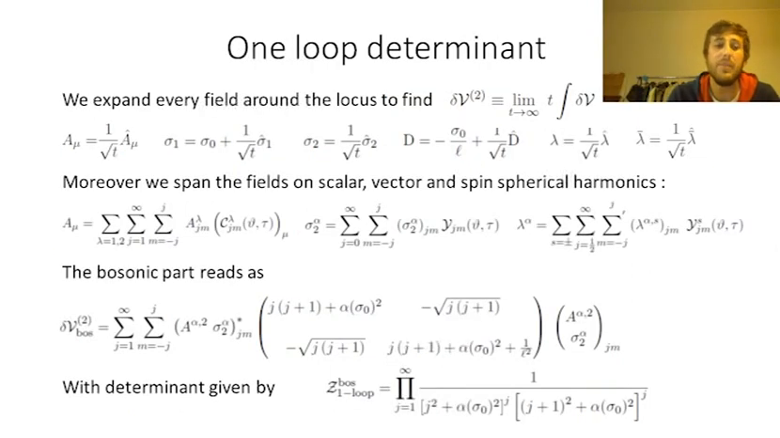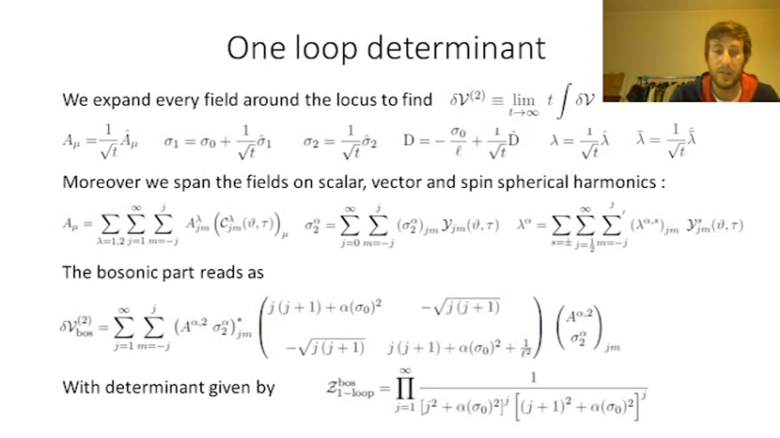The one-loop determinant can be found by expanding every field around the locus to find the quadratic fluctuations of the exact term. Moreover, we can expand the gauge field on vector spherical harmonics, the scalar field sigma 2 on the standard spherical harmonics, and the gauginos on spinor spherical harmonics. Each field carries a further index alpha, which labels the root spaces in the algebra. And after gauge fixing, the bosonic part of delta V2 reads like this in a compact matrix form.